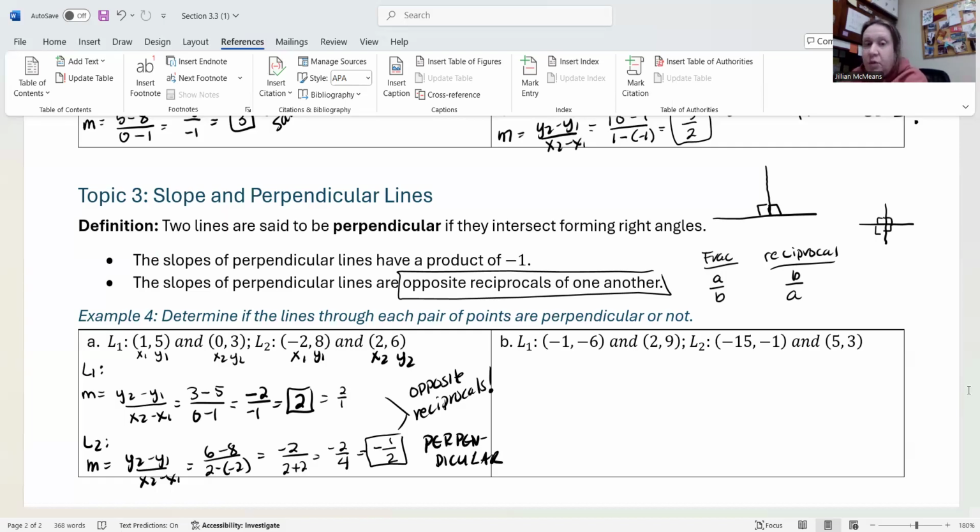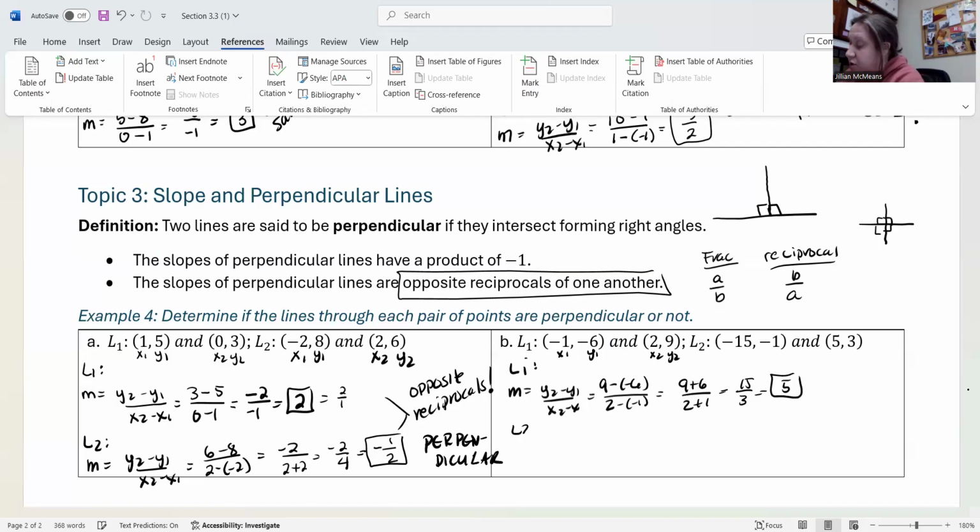So let's do the exact same thing, but we're going to look at this example B. So we're going to look at 2 new lines. So for L1, let's label the points x1, y1, x2, y2. And m is y2 minus y1 over x2 minus x1. So let's see, I get 9 minus -6. Watch those signs. 2 minus -1. So the numerator is really 9 plus 6. The denominator is really 2 plus 1. So let's see, I get 15 over 3 or 5. So the slope of the line that we've labeled L1 is 5.